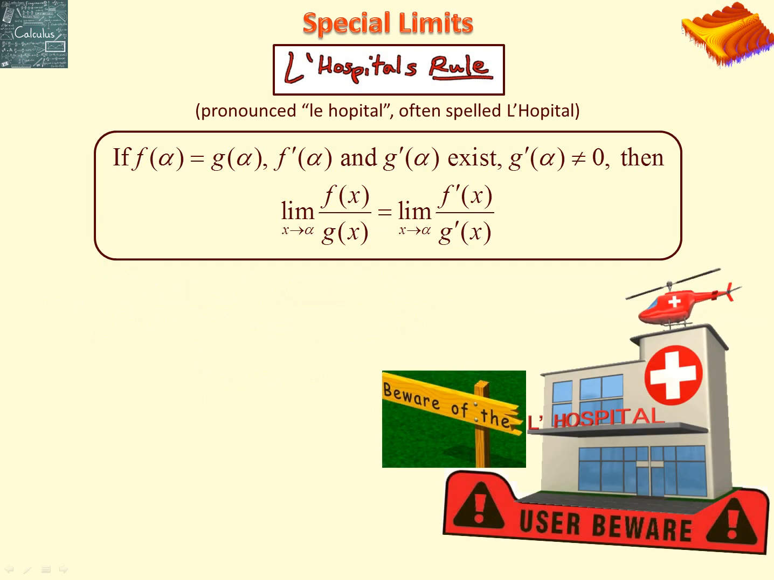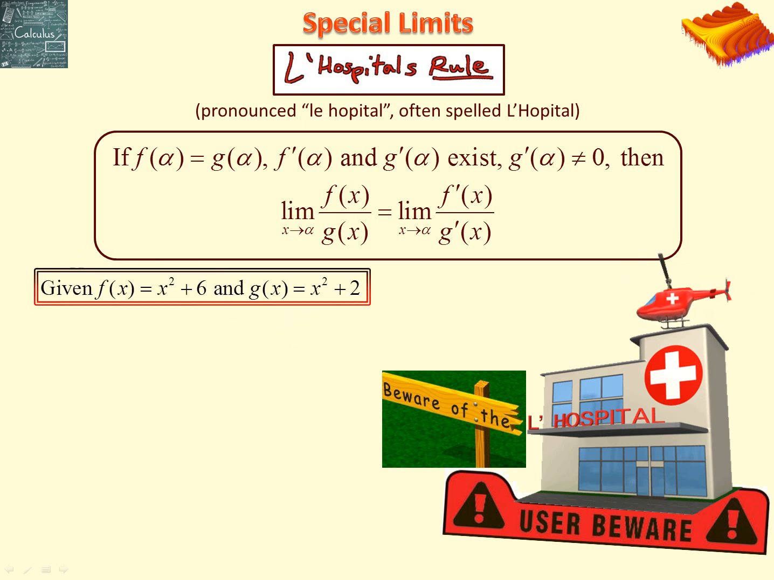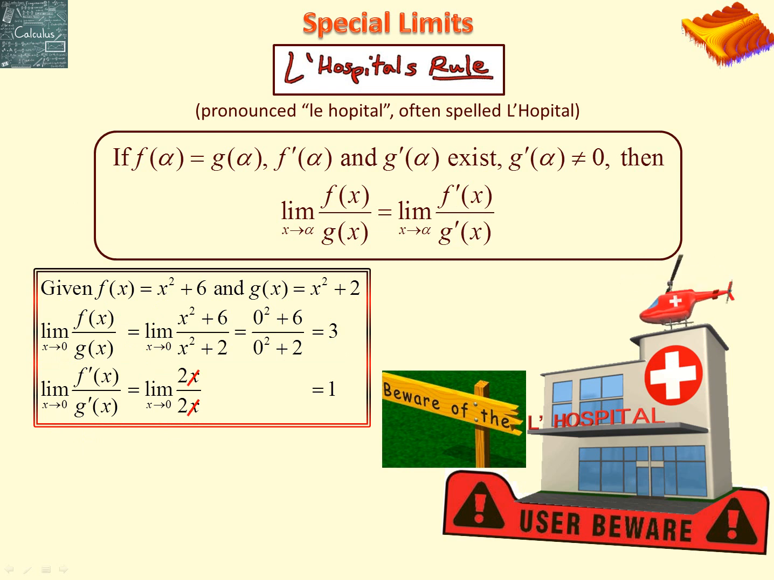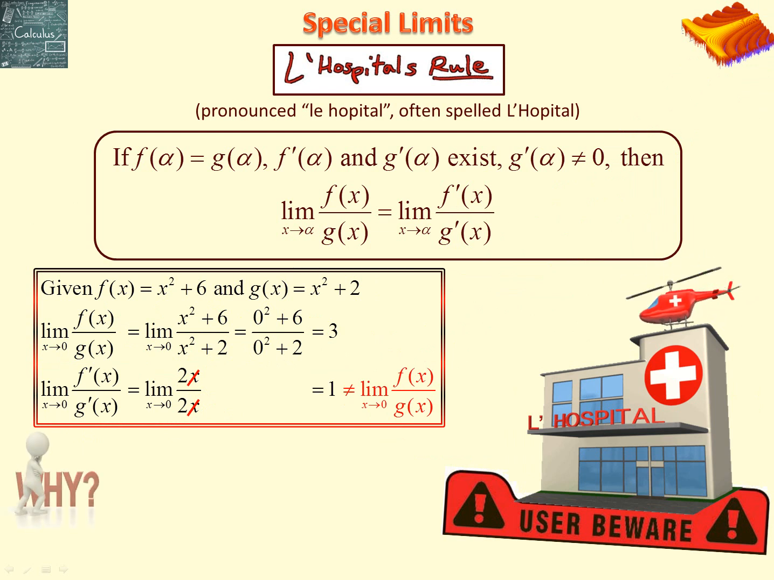A very big beware of L'Hospital's rule. So therefore that shows the limit of f of x over g of x is 3. If I use L'Hospital's rule and say the limits, well, I'm going to differentiate 2x, differentiate 2x, I'm going to end up with 1. And that's not equal to the previous limit. Why is that?